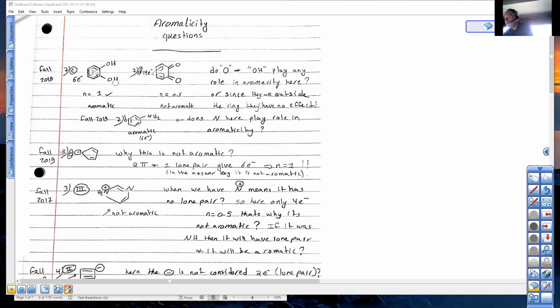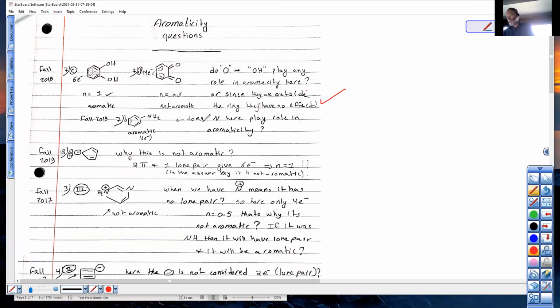Is the lone pair needed for aromaticity or not? Unless the heteroatom is in the ring. And these pi bonds are not in the ring. So she talked about that. Since they are outside the ring, they have no effect. That is correct. You do not count those pi electrons when they are outside the ring. So you're only with 4 pi electrons here. And that's not going to cut it.